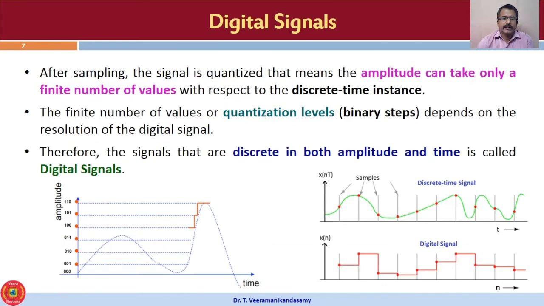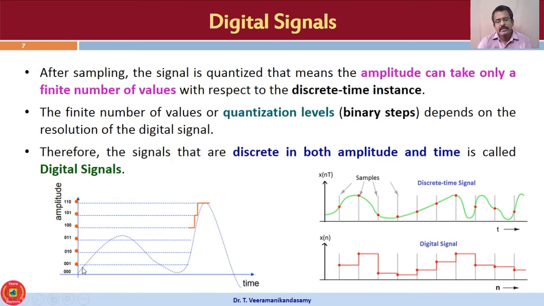Then we look at the digital signal. After sampling, the signal is quantized. That means the amplitude can take only a finite number of values. The finite number of values, or quantization levels or binary steps, depends on the resolution of the digital signal. You can see here the continuous time signal, which is sampled here. The sample value is adjusted to the quantization levels, so the signal amplitude can be represented as a finite number of values.